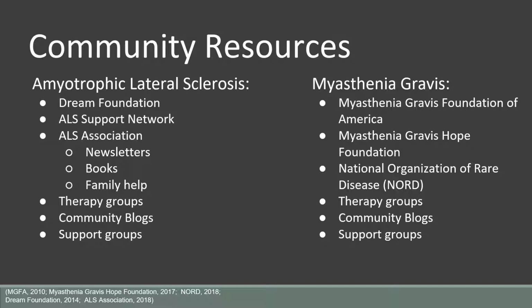Community resources are vast for each of these neuromuscular disorders. For ALS, there's the DREAM Foundation, ALS Support Network, the ALS Association, which has newsletters, books, and family support and help. There are therapy groups, community blogs, and various support groups available. Myasthenia gravis community resources include the Myasthenia Gravis Foundation of America, the Myasthenia Gravis Hope Foundation, the National Organization of Rare Diseases. There are therapy groups, community blogs, and support groups for this disorder as well.